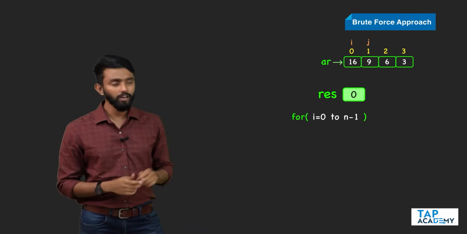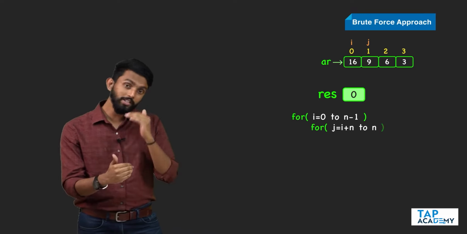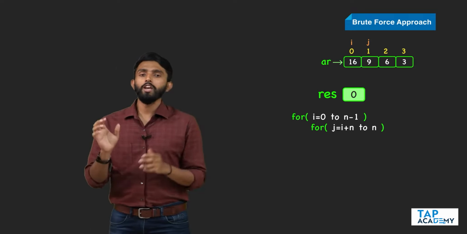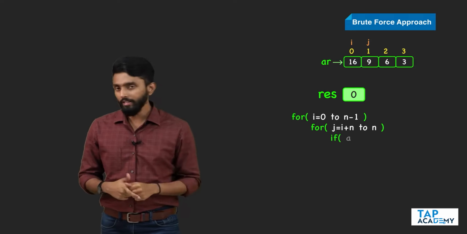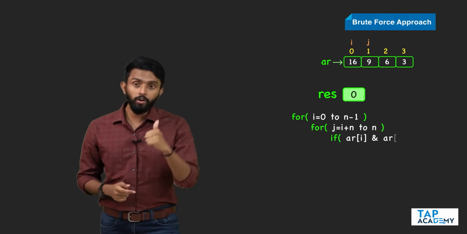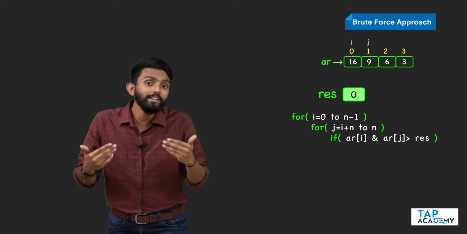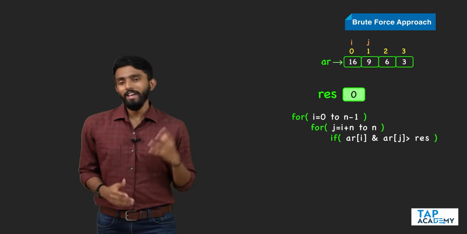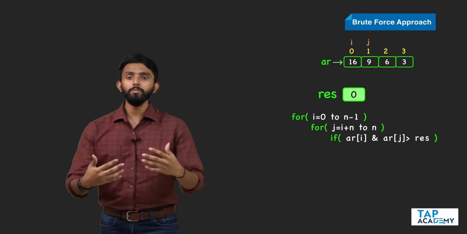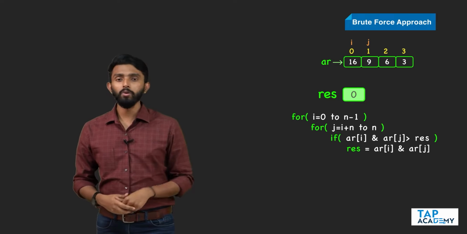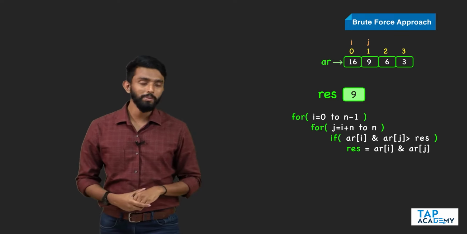And inside that I will say for j equal to i plus 1, and j should go till the end, so I will say n. And what should you do? Just check if the ith element, when you do AND operation with the jth element, is greater than the existing value of result. If it is greater than the existing value of result, it means I have found a higher value, and that must be my maximum. I will update result.